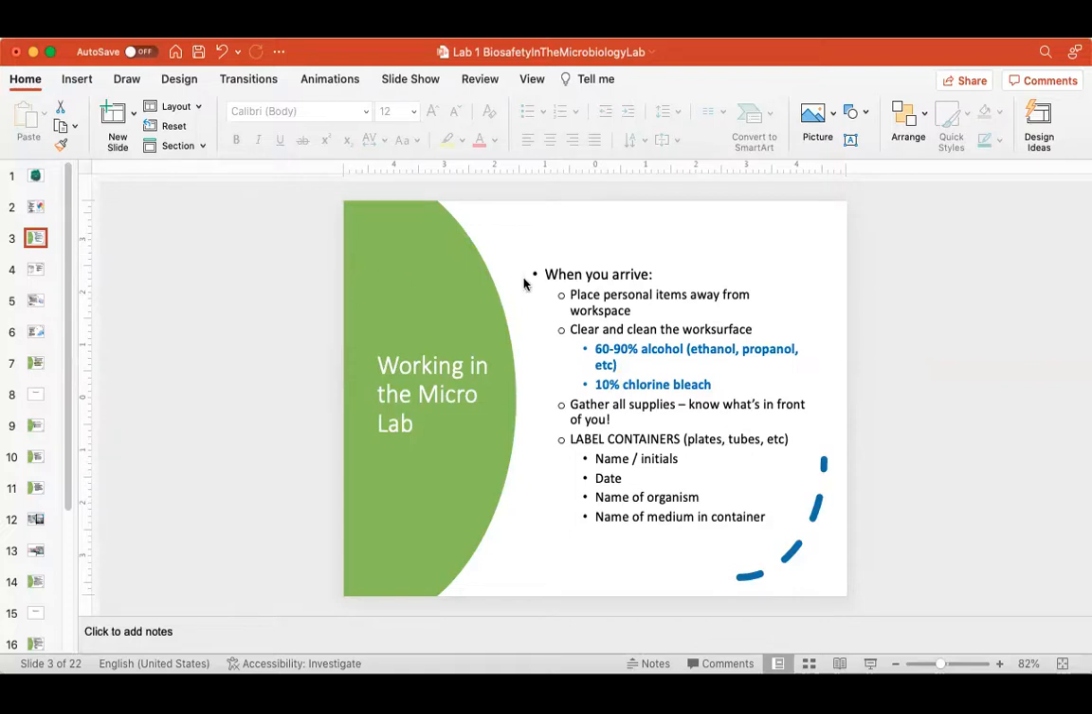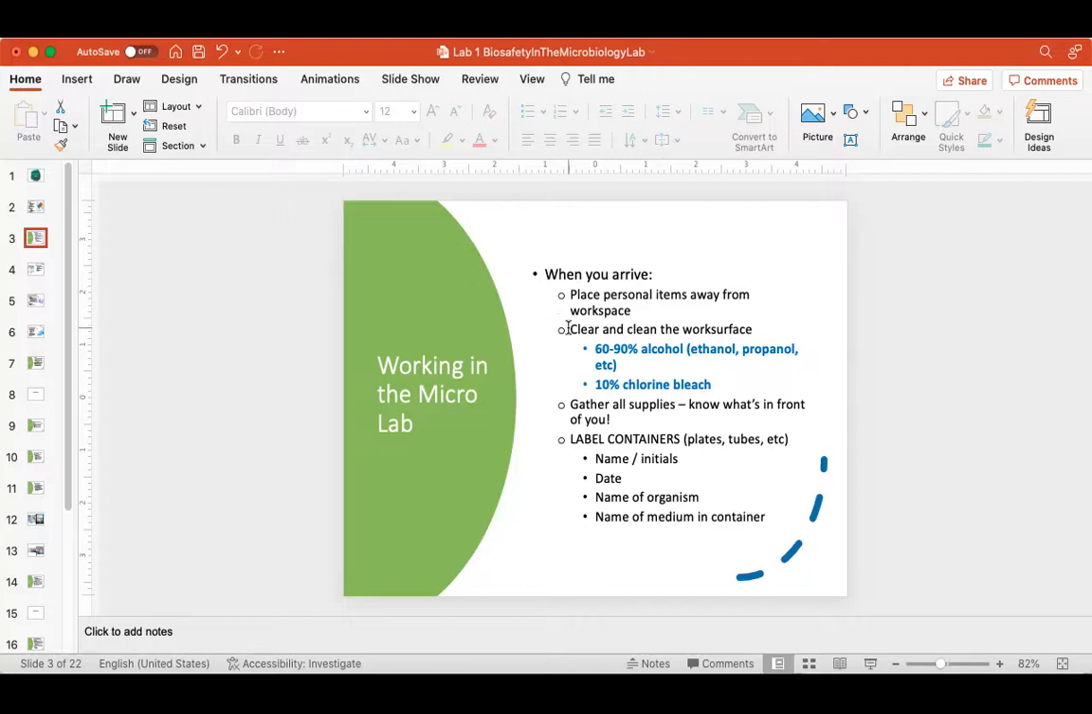So when we arrive at work, we put our personal items away. We put them away from whatever workspace we're going to be at. In other words, you don't put your purse on your workbench. You don't put your lunchbox on your workbench or your backpack or your coat or your gloves. All of those things need to be placed in a dedicated space for personal items. Every laboratory has a space set aside for workers to put their personal things.